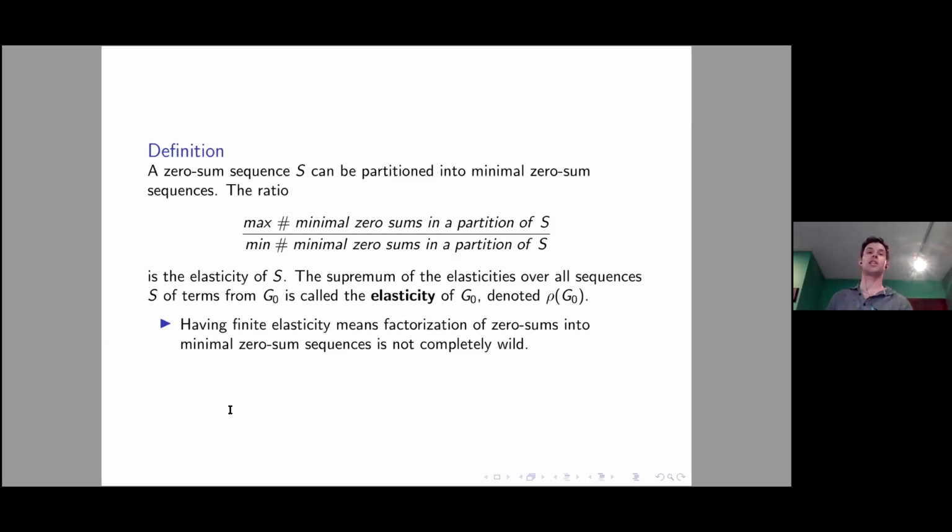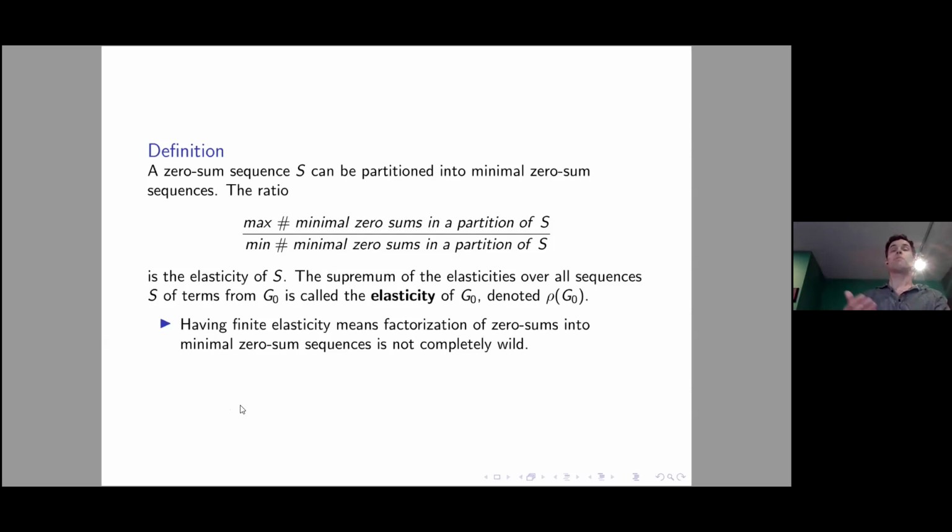Here is the definition of elasticity, which some of you may be familiar with, and for others, it's not so complicated. In the case of a zero-sum sequence, a factorization is a partition of a given zero-sum sequence into a product of minimal zero-sum sequences. There may be lots of ways to decompose our given sequence, which is not minimal, into smaller subsequences which are minimal. There may be a maximal number that occur in one partition and a minimal number. The ratio between the maximal number and the minimal number is the elasticity of that zero-sum sequence.